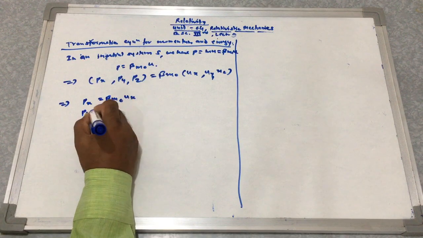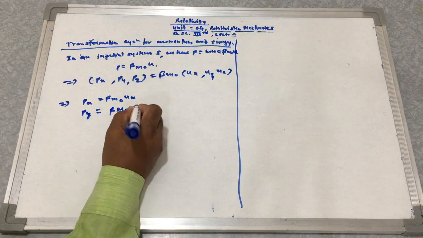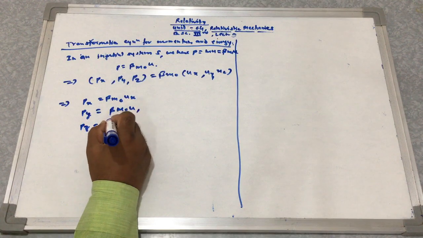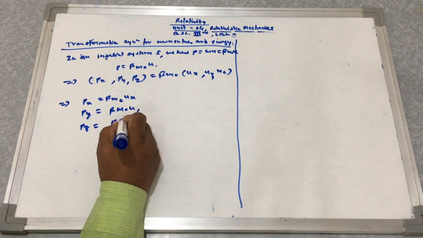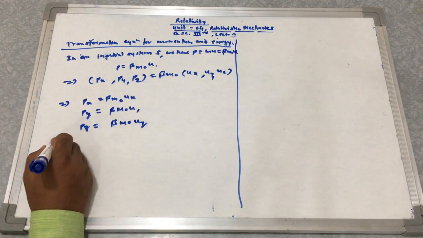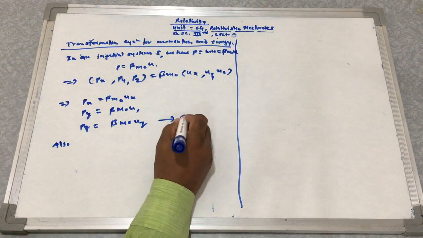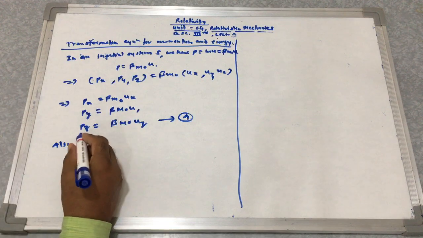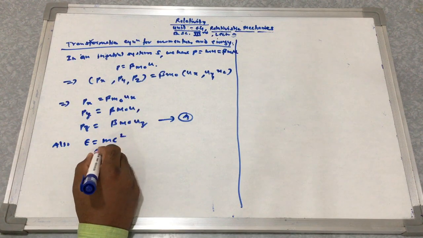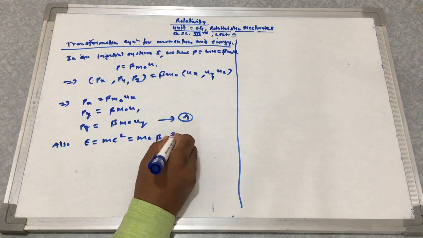Then Py is equal to beta m0 uy. Then Pz is equal to beta m0 uz. So this is equation A. Also E is equal to mc square, that is equal to m0 beta c square.